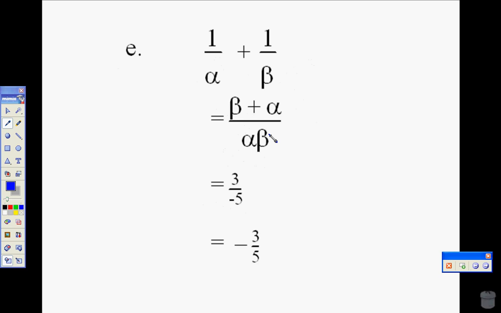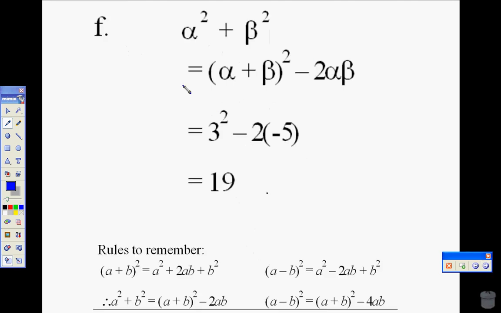This time we've got fractions. Now, when we have to add two fractions, we need to find a common denominator. Nicely, our common denominator works out to be the product of the roots. We have to get our common denominators, but then our numerators, we have to do some multiplication. Gives us beta plus alpha, same as alpha plus beta, which is the sum of the roots, which gives us 3. That comes down to nicely minus 3 on 5. Everything's coming back to alpha plus beta or alpha times beta.